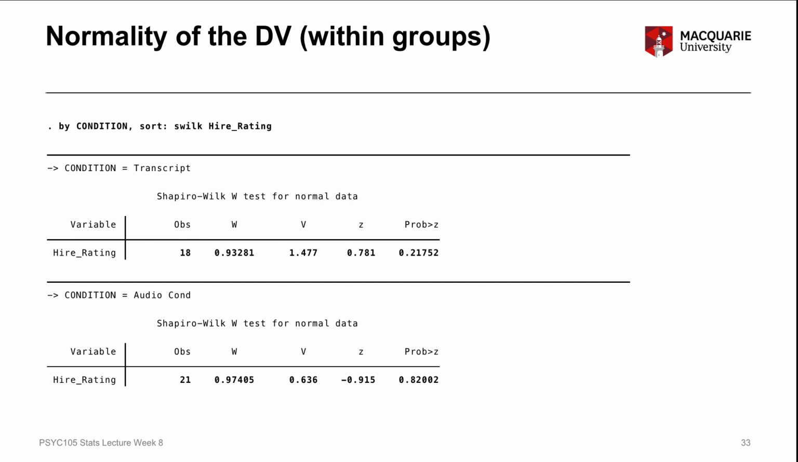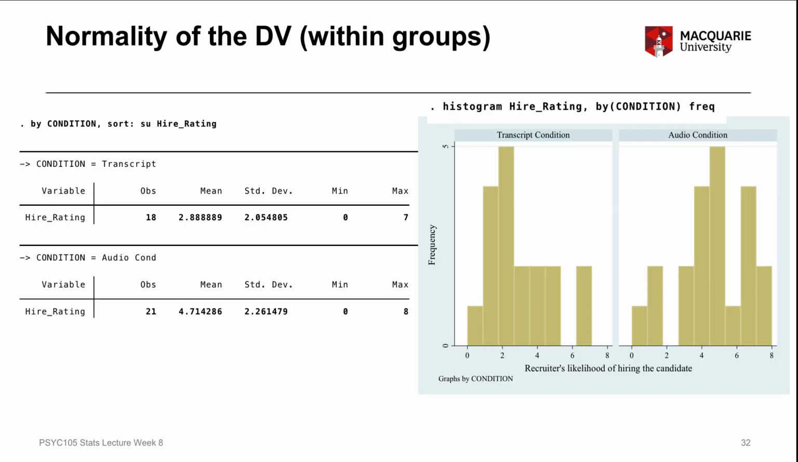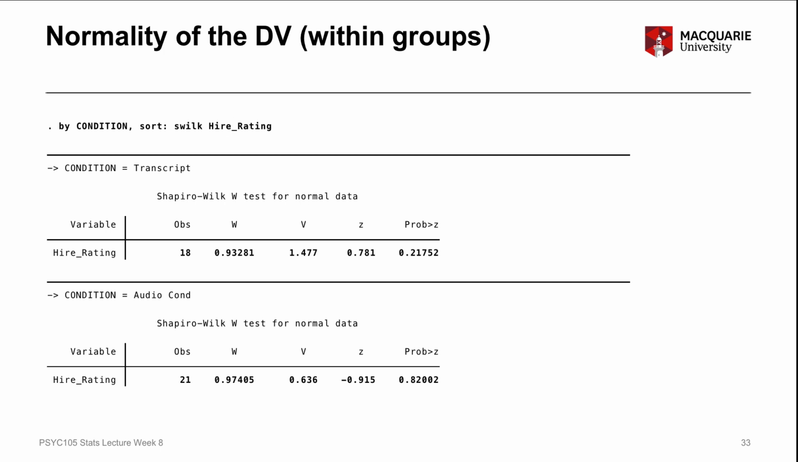So in order to have a look at the normality, we had a look at the histogram on this previous slide 32, and we can also conduct the Shapiro-Wilk test, which is the same test we did for the last couple of examples. And what we can see here is that we've got the Shapiro-Wilk results within the two different groups. And again, that's because this assumption of normality of our dependent variable is that the variable is normally distributed within the two separate groups. So we need to test it separately for the two separate groups.